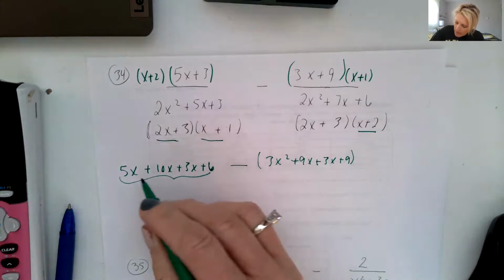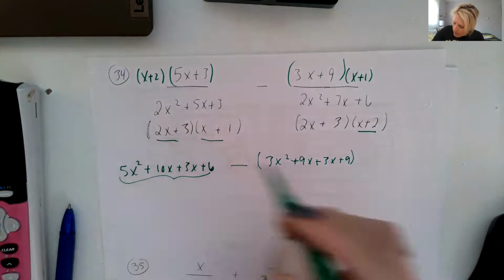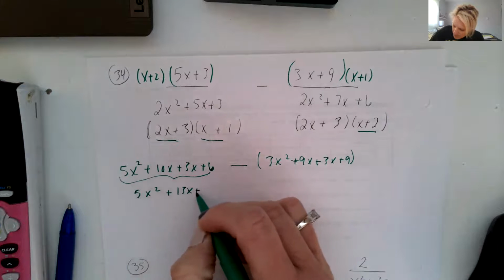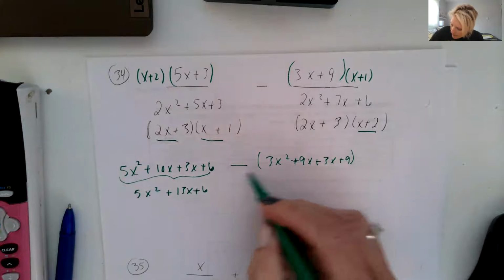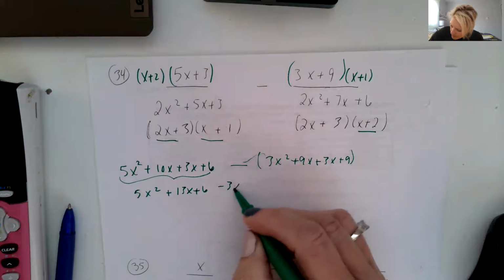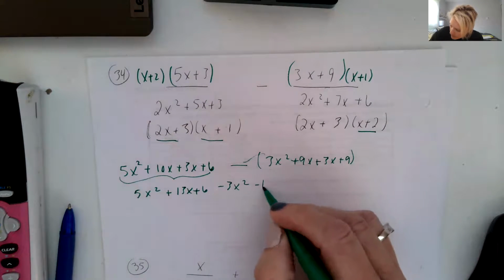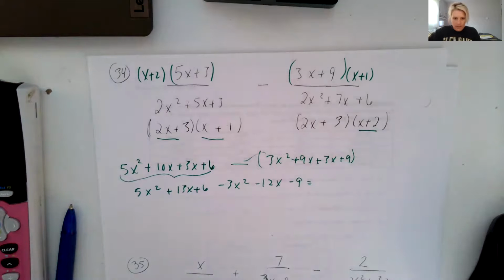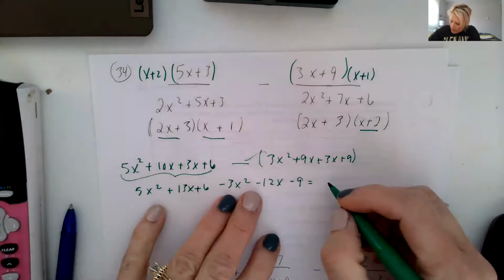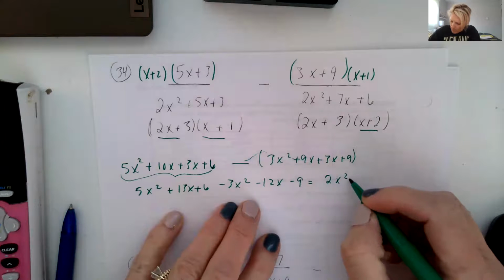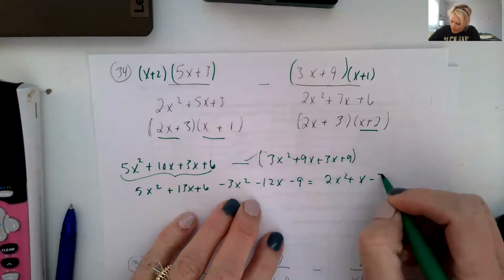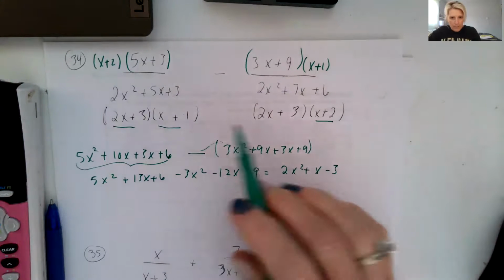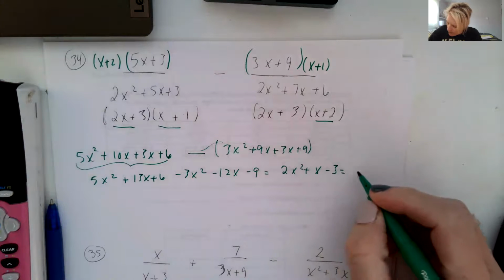So we have 5x squared plus 13x plus 6. And then distributing the negatives, so negative 3x squared minus 12x minus 9. So now combining like terms, we've got 2x squared plus an x minus a 3. And then if we want to be able to cancel with any of the common denominator factors, we have to factor this numerator.